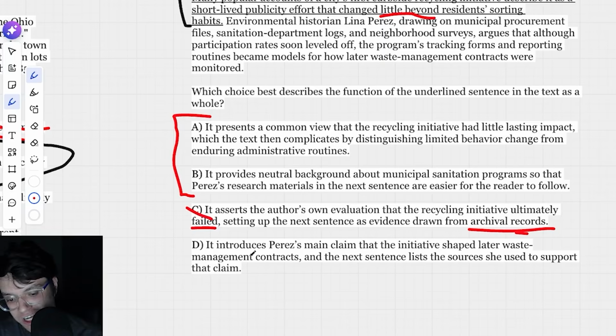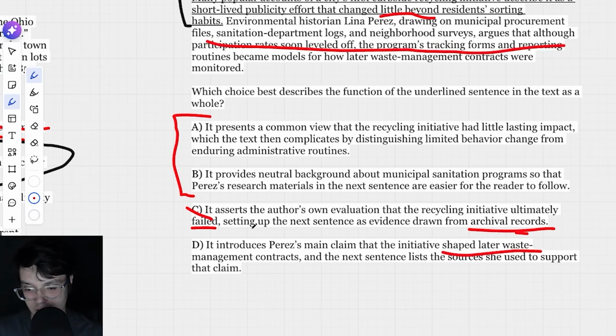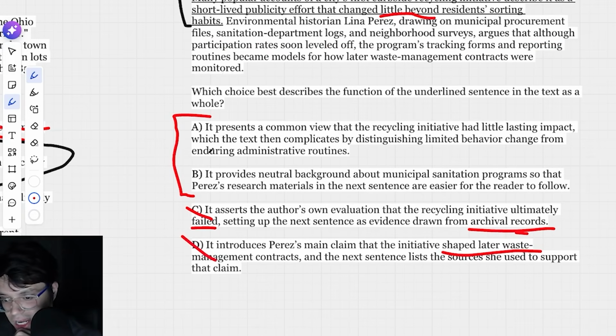D, it introduces Perez's main claim that the initiative shaped later waste management. Okay, so that is not really said at all until later on in the passage. It doesn't say anything about shaping later waste management, so that would not be supported. If they were looking at a different sentence, maybe that would be the answer, but since it's this sentence, it would not be. Okay, so we're between A and B for the answers here.